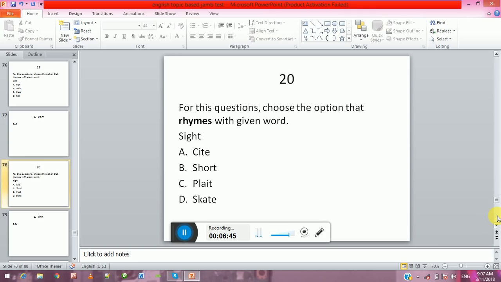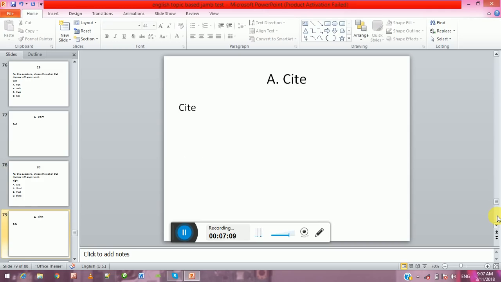For this question, choose the option that rhymes with the given word. The word is sight. A is site, B is short, C is plate, D is skate. So the answer is A, site and sight. One is for sight, your eyesight, whereas the other one is for a place, like a building site.